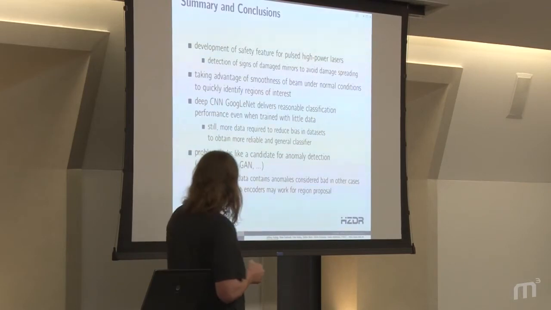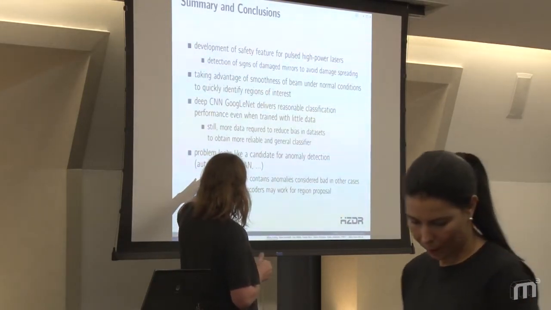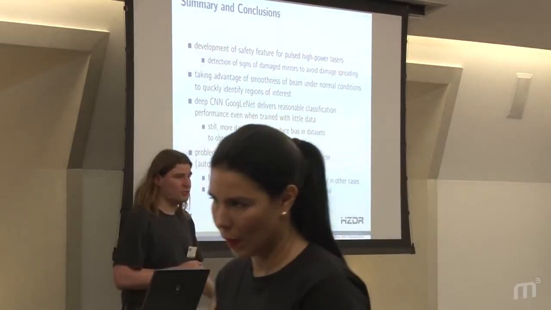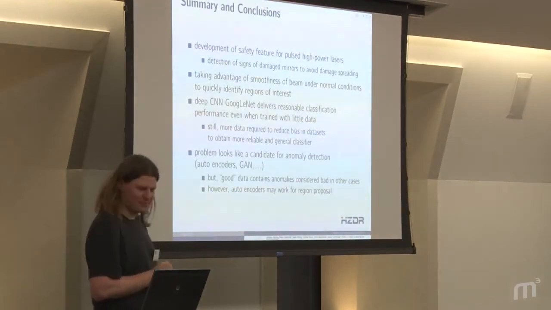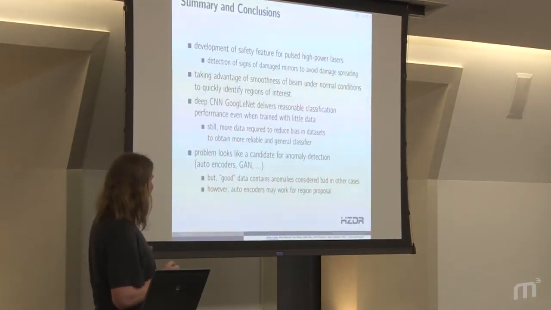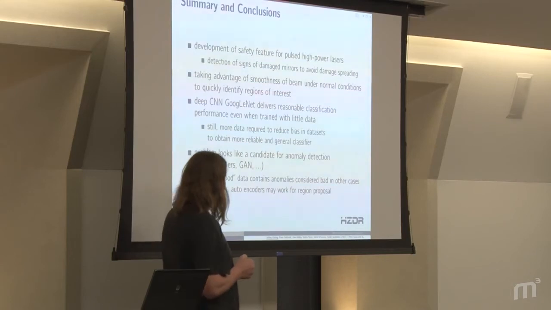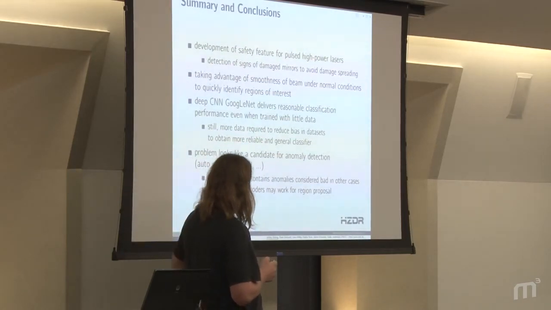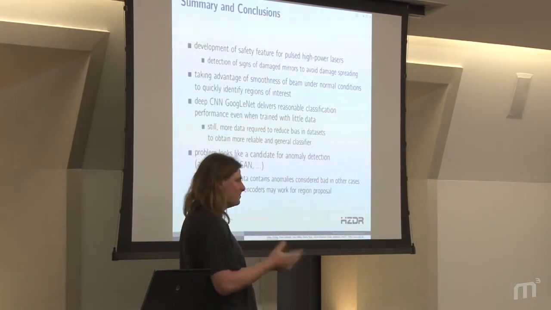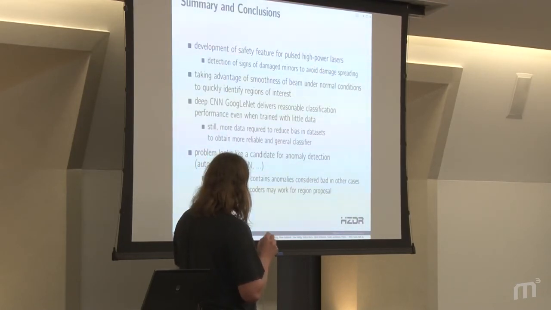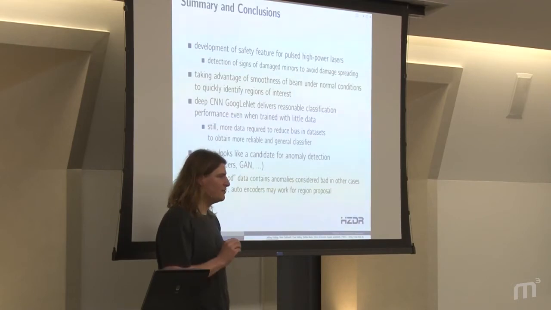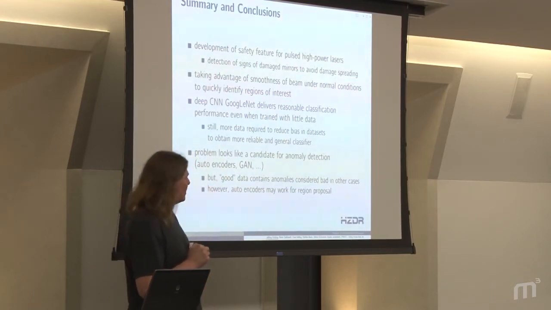And of course, this problem looks like a very good candidate for anomaly detection, using autoencoders or generative adversarial networks. And yeah, there are some problems, like the good data always contains anomalies, or at least the data we have does. The operators by now told us that actually, if they put some work into it, they can clean this stuff and give us perfect pictures.